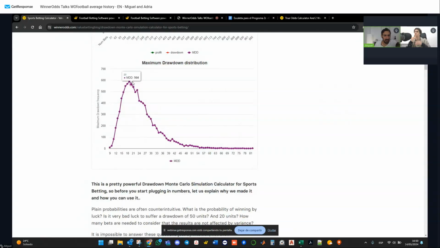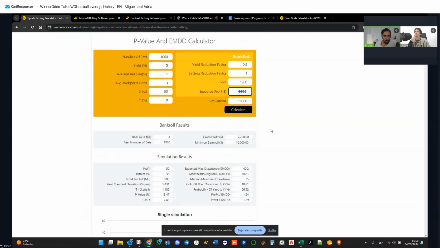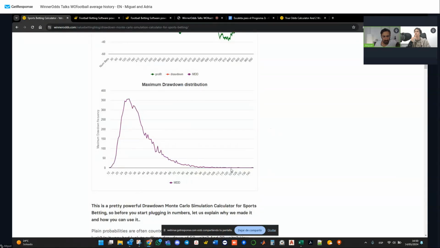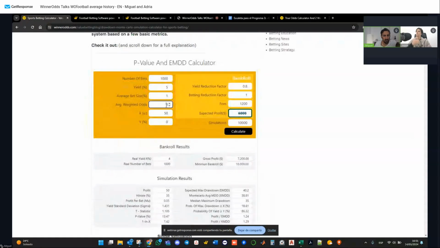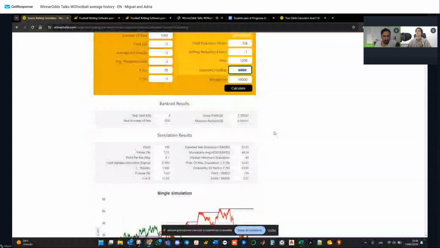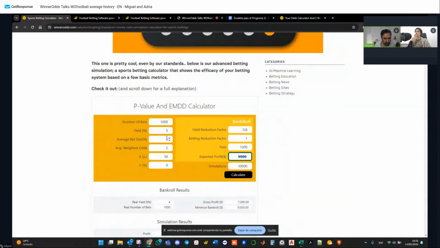If I increase, for example, the average odds, then this distribution enlarges so that the probability of suffering a drawdown higher than 100 units is not zero. So you are assuming more risk. Or if you come back to odds number 2 and you increase your bet size, it is the same also. Oh, sorry, I have to set average bet size 2.